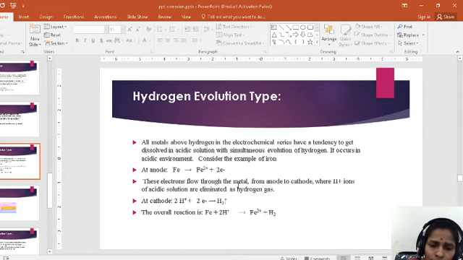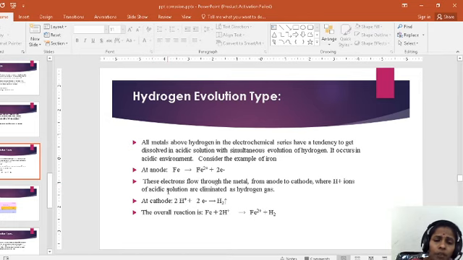Consider the example: at the anode, oxidation reaction always takes place. So iron undergoes oxidation to produce Fe^2+ and 2 electrons. These electrons are transferred to the cathode either by evolution of hydrogen or by absorption of oxygen. Now we are studying evolution of hydrogen, so these two electrons are transferred to the cathode by releasing hydrogen.